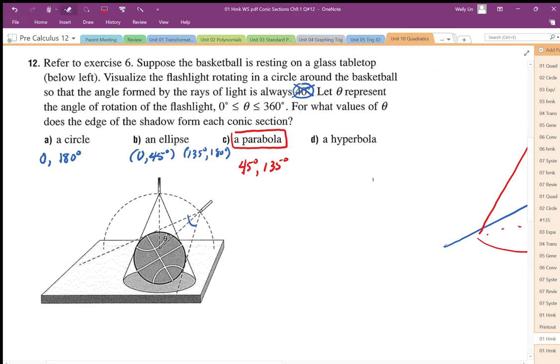As we get past 45 degrees, from 45 degrees to 135 degrees, we're going to end up with a hyperbola. At 135 we get the parabola, and from 135 to 180 we're going to have hyperbolas. Again, that's just the first half of the circle, and that's going to be mirrored in the second half of the circle.